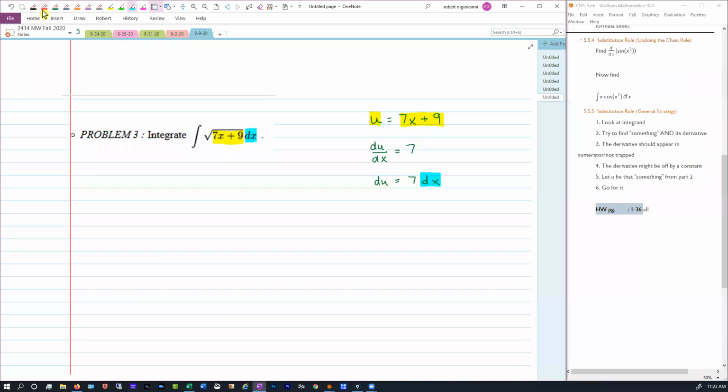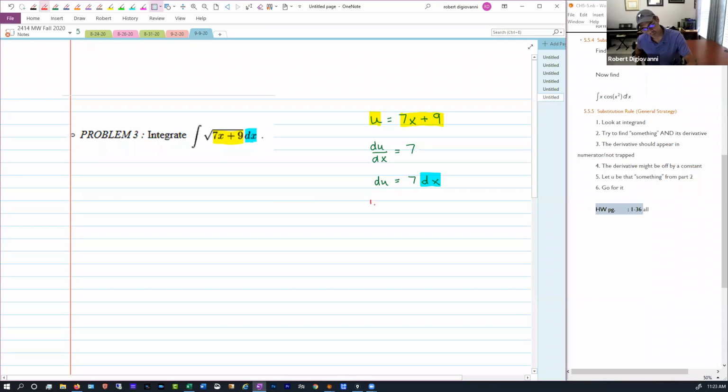Yeah, we multiply both sides by 1 over 7. Good. 1 over 7 on both sides. And that'll kill off the 7 on the right. And now we've got our dx isolated. It's perfect. It matches exactly what we have there.